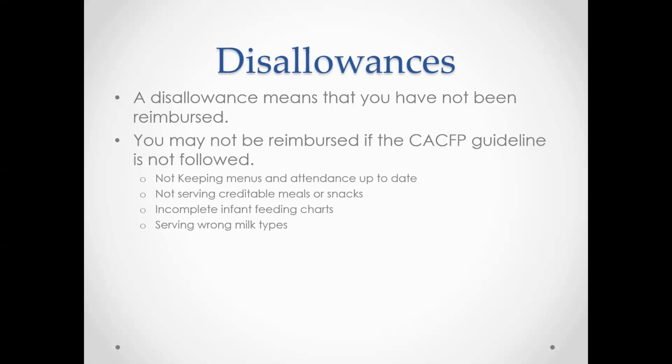So disallowances. A disallowance means that you have not been reimbursed. And this can happen if you're not following the guidelines and if you're not documenting properly. You may not be reimbursed if the CACFP guidelines are not followed. By not keeping menus and attendance up to date, not serving creditable meals or snacks, and having incomplete infant feeding charts, or serving the wrong milk type for the wrong ages.